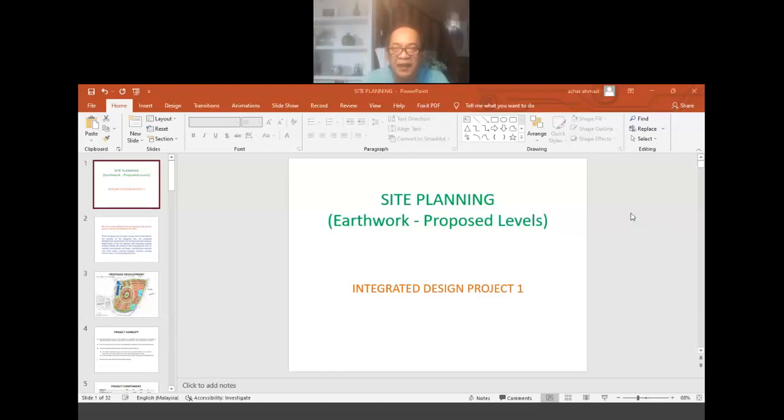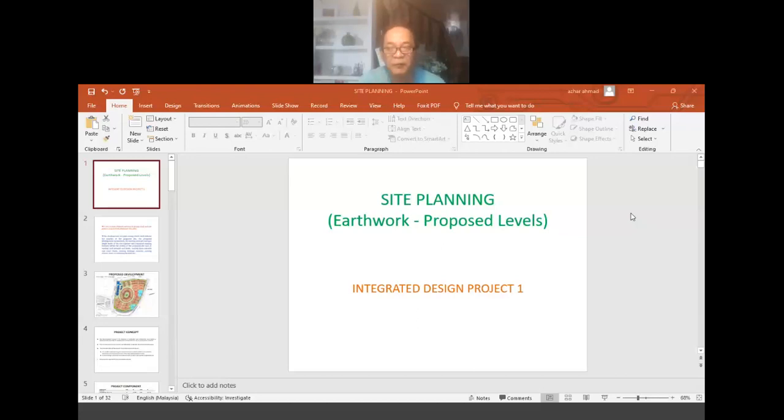I hope everyone has already downloaded the site plan that has been uploaded into e-learning, so you can download the drawing. The drawing is in AutoCAD, so you can use that drawing for your overall IDP 1 and also IDP 2. You'll be using the same site plan for both IDP 1 and IDP 2. Right. Coming back to proposed levels, okay.